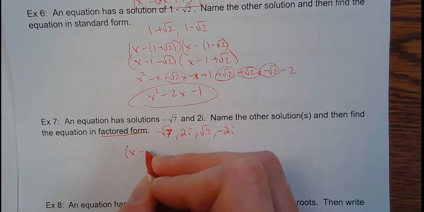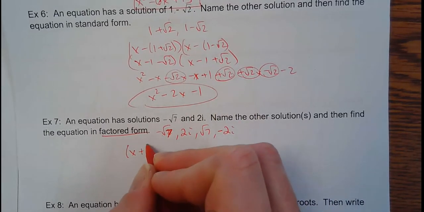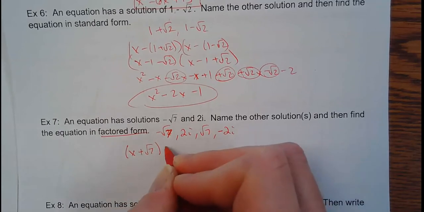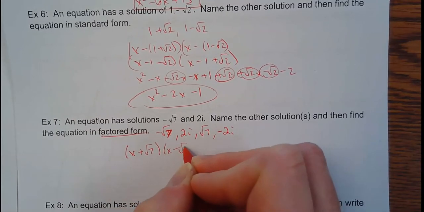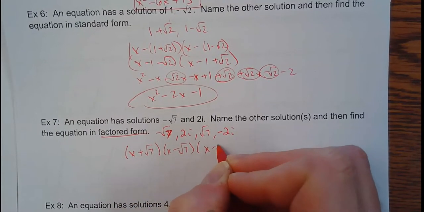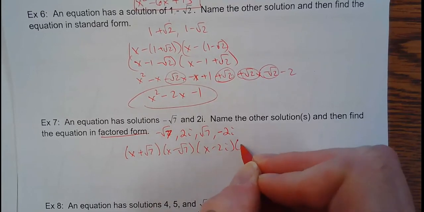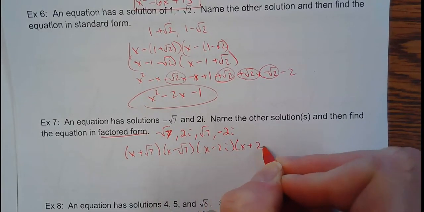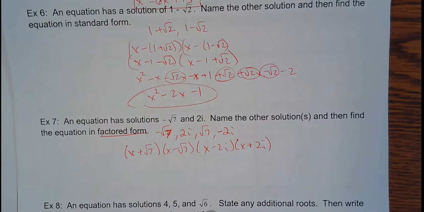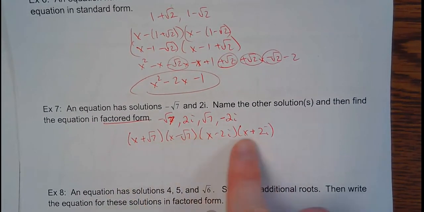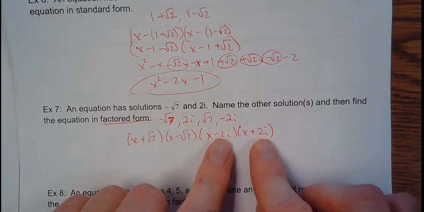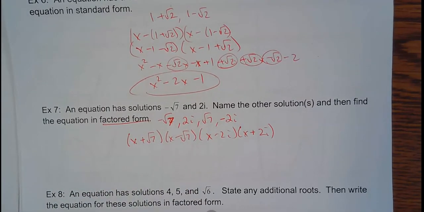X minus this one would be actually plus radical 7. I'm going to write this one next. X minus that radical 7. X minus 2i. X minus negative 2i. Okay? Now again, this is not even factored form though, because I've got irrationals and i's in here. So I do need to multiply these two together and these two. Them being conjugates makes it kind of easy.